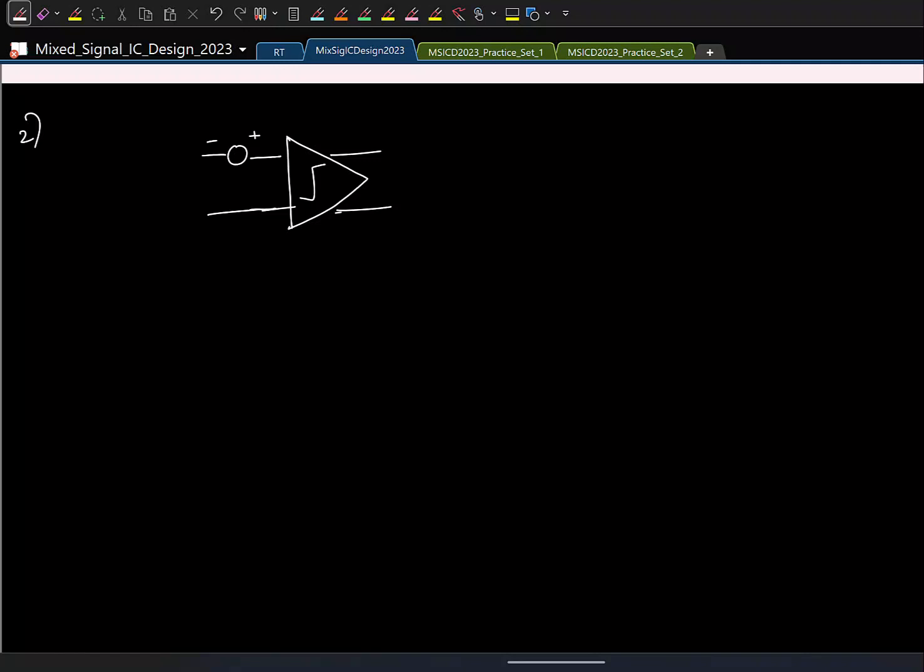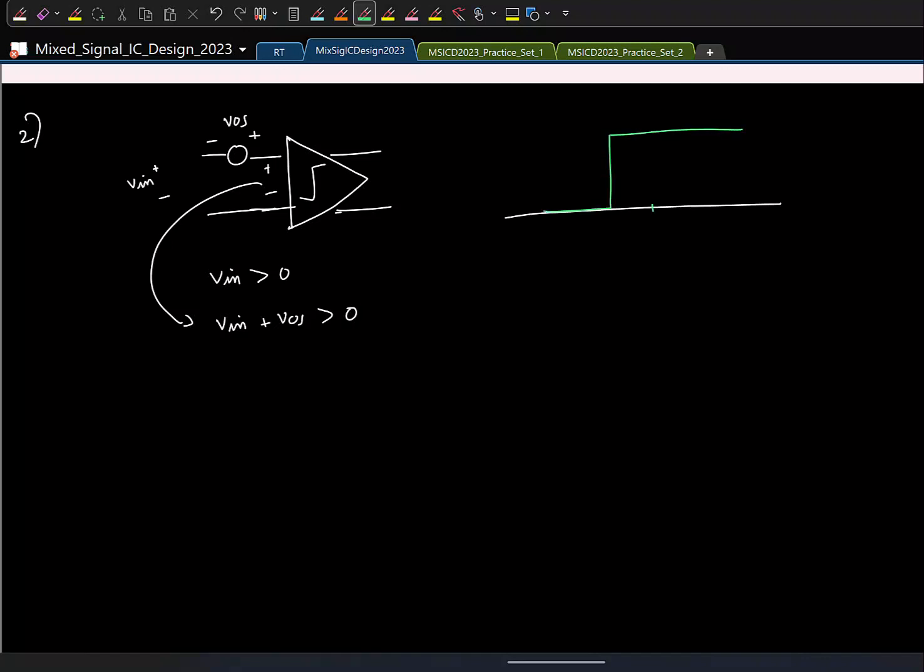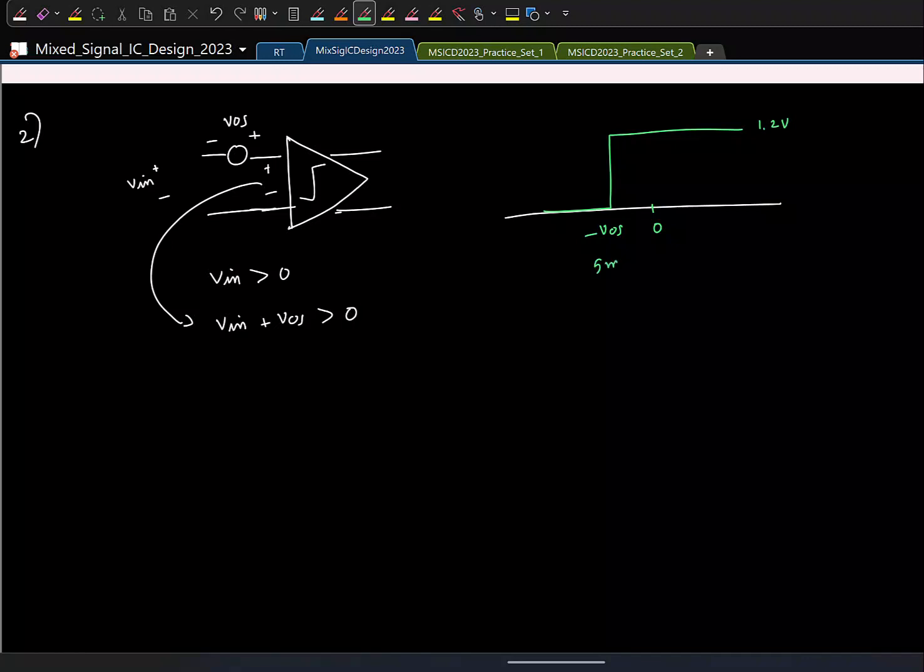So ideally, let us say this is V in, this is VOS. Without offset, if input is greater than 0, the output would have switched to VDD. But now what is the input that is going into the latch? V plus VOS. That okay? V plus VOS is what is given to the comparator. Only if this is greater than 0, we'll have the decision switch to VDD. So if I plot this, it will look something like this, right? So here it will be 0, right? And to give some numbers, let's say this is 1.2 volt, say the offset is some 5 millivolts.